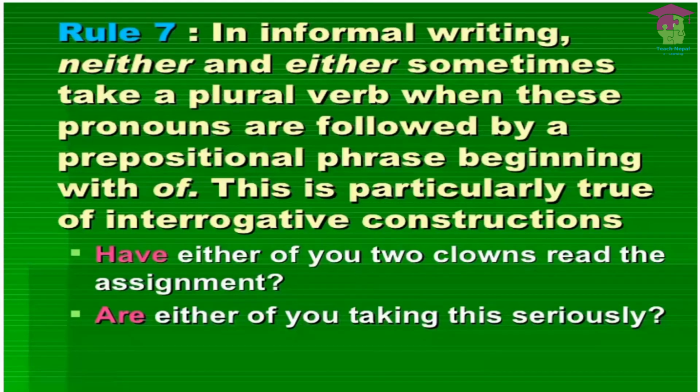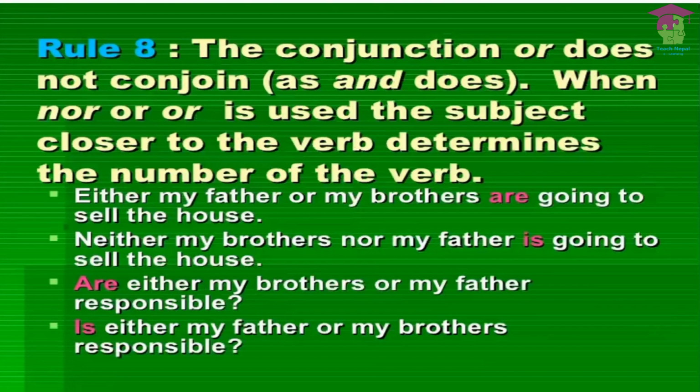Sometimes in informal writing, neither and either can take plural verb also. For example, have either of you two clowns read the assignment, right? Sometimes in informal way also that can be used. So the conjunction or does not conjoin, right, as and does. When nor or is used, the subject that's closer to the verb determines the number of the verb. That means either my father or my brother are going to sell the house. It means in case of either or neither nor, we need to check.